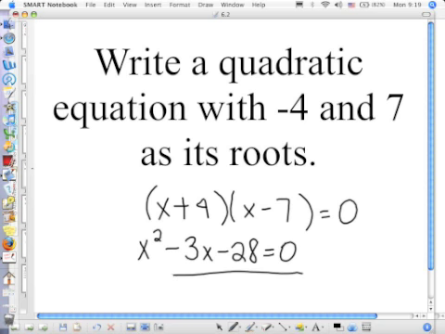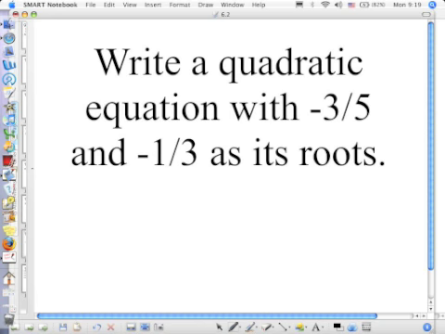Equals 0. There you go. X squared minus 3x minus 28 equals 0. It's a quadratic equation. Very good. Okay, one more, and then we're going to do a word problem. I want you to see this because now the roots are fractions, okay?